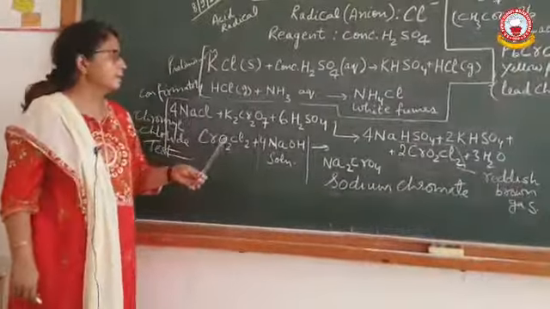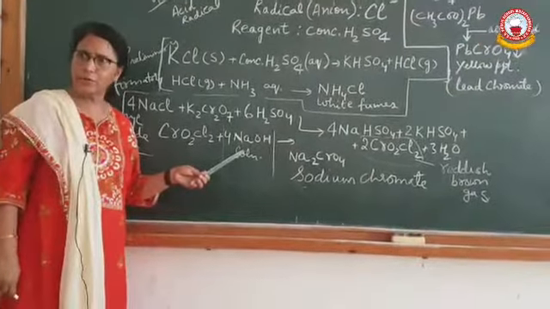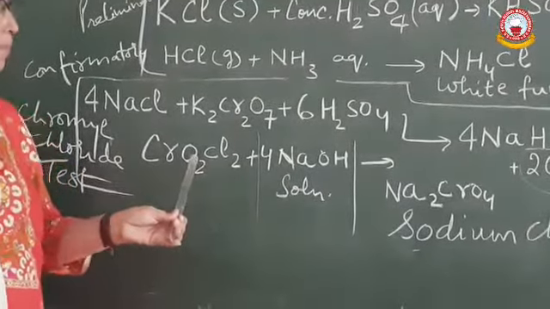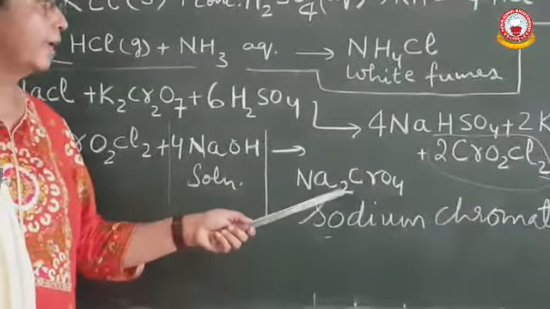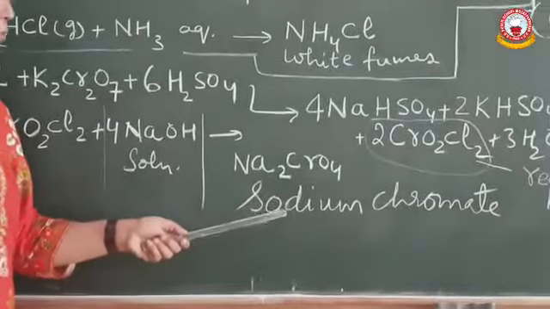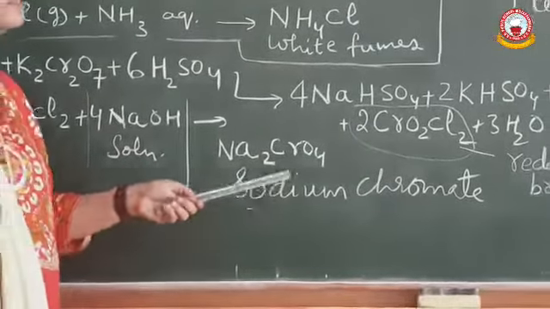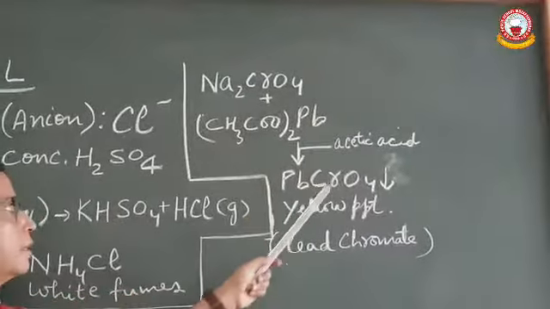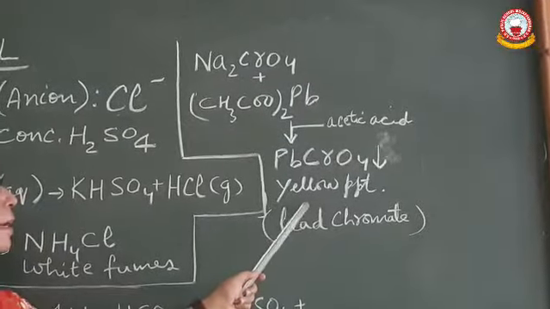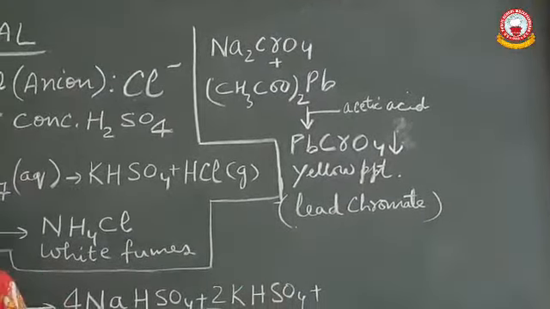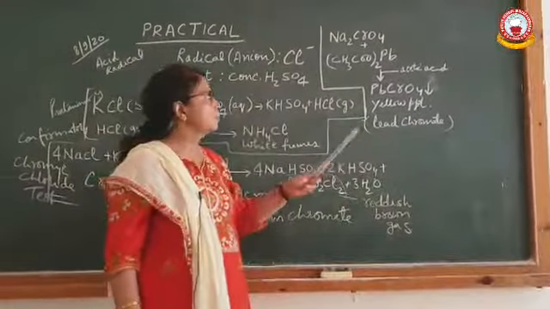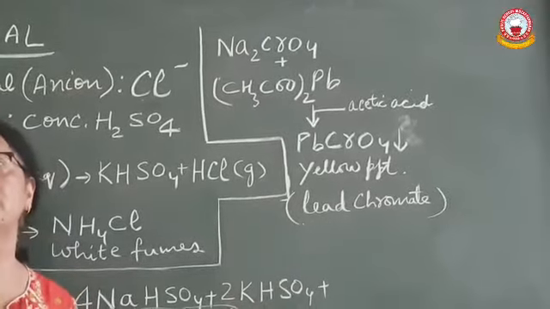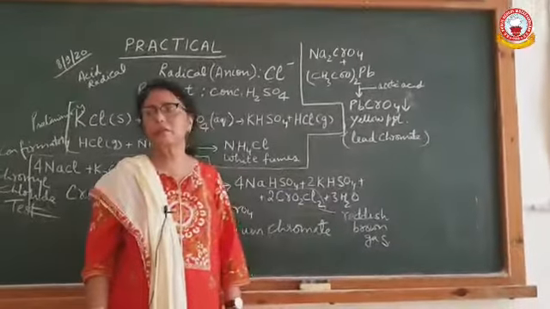And then in another test tube you will take NaOH solution in which this orange colored gas is mixed. You will get Na2CrO4, that is sodium chromate, and then you will add lead acetate and acetic acid. You will get yellow PPT, and this yellow PPT is of lead chromate.